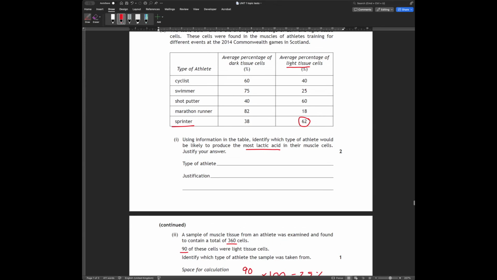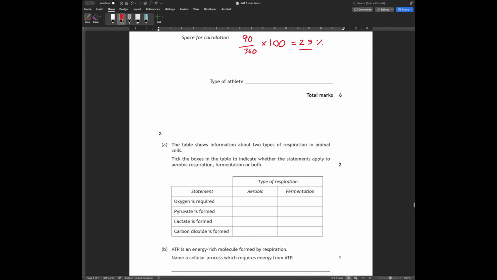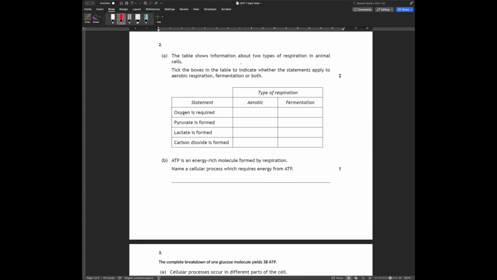When we go up to the table, we find 25% here. So this person that we're talking about is going to be the swimmer. Number 2: the table shows information about the 2 types of respiration in animal cells. Tick the boxes in the table to indicate whether the statements apply to aerobic respiration, fermentation, or both. I should have said at the start, but just to remind you, if you do want to do these questions as we go, be sure to pause the video and do them and then come back to hear the answers and the explanations.